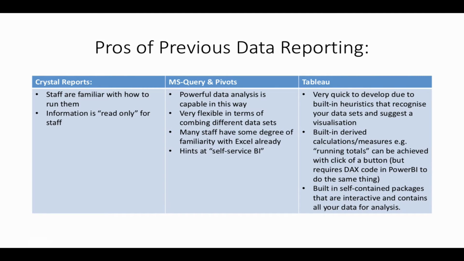There's some academic reporting. So in terms of our journey, we tried to identify some of the pros and cons of each one. Really with Crystal Reports, the only pro was that staff were reasonably familiar with them, and the information was read-only. There was no opportunity to damage it. The pivot table analysis, we really liked the flexibility in terms of combining different data sets, and as I said before, it hints at self-service BI.